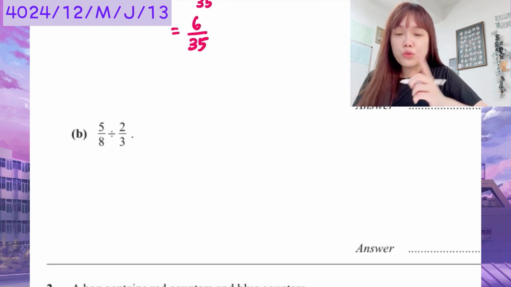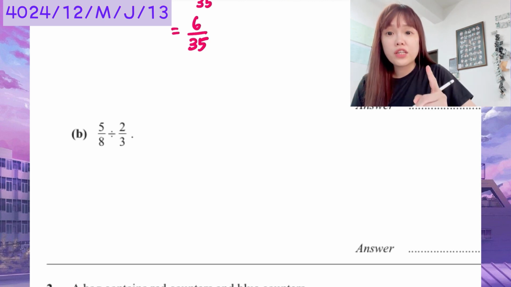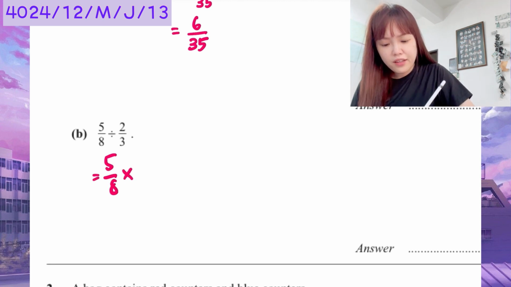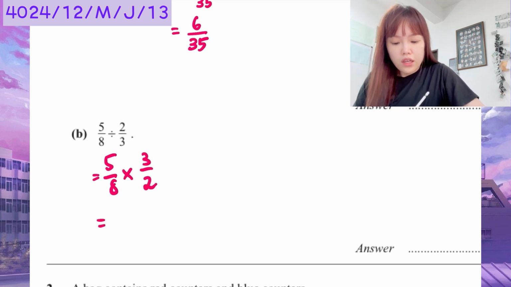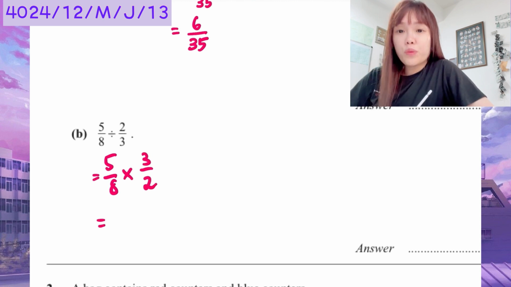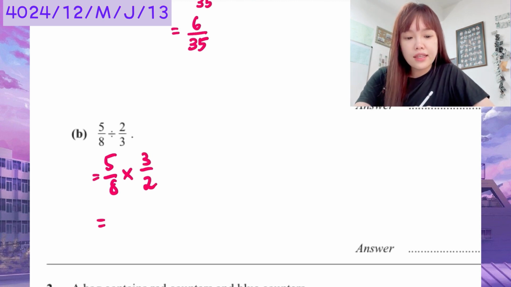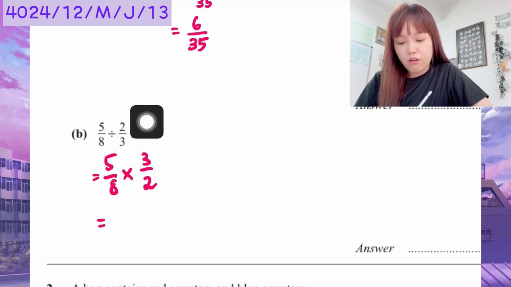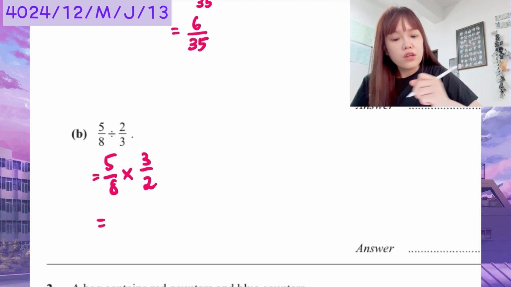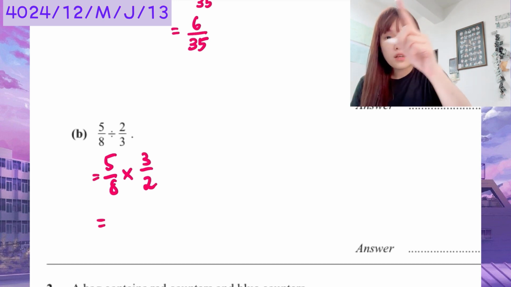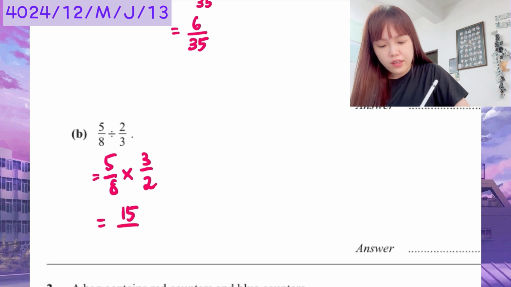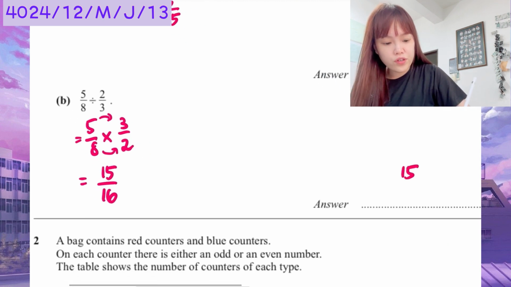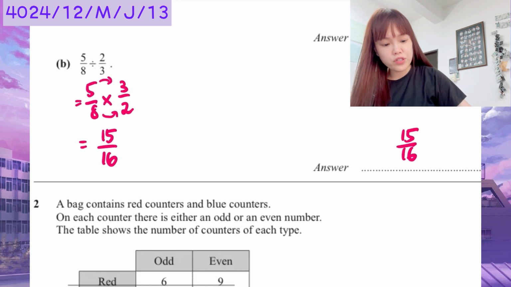For times and divide fractions, you don't need to make the denominator the same. Especially if it's divide, 5 over 8 remains, but your divide becomes times and your 2 over 3 flips, so it's 3 over 2. What happens next is you can simplify the numerator and denominator, but in this case there's nothing you can simplify. 5 and 2, 5 and 8 cannot. And the numerator 3 with the denominator 8, or 3 with the denominator 2, cannot simplify as well. So you just times across. 5 times 3 is 15, 8 times 2 is 16. So the answer is 15 over 16. 1 mark question, 15 over 16, done.